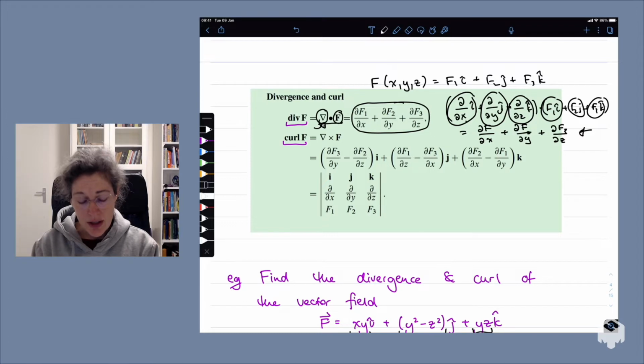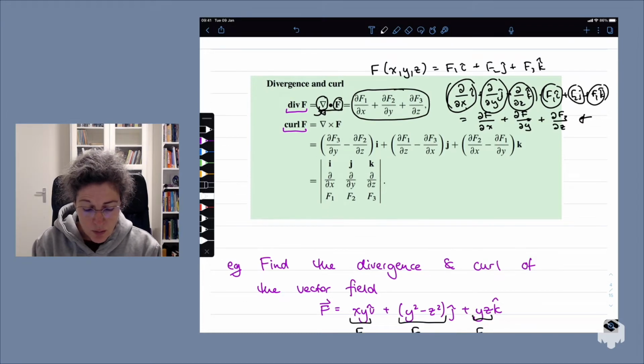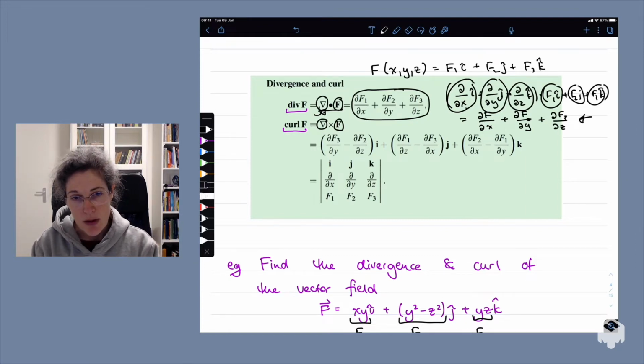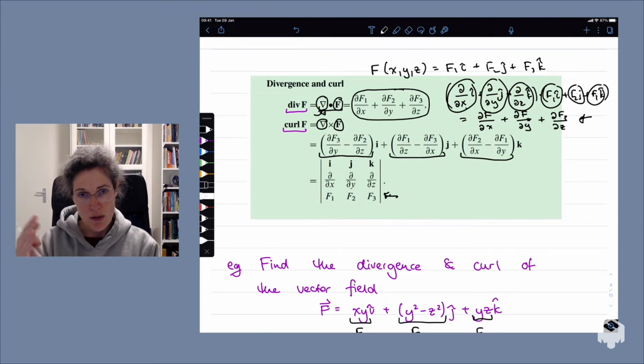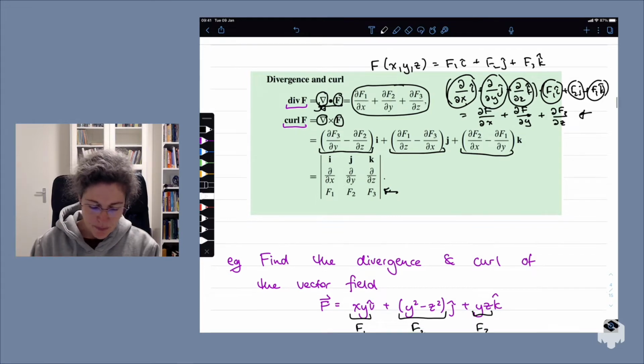Our curl, on the other hand, is a cross product. So it's our nabla crossed with our f. So we would expect that we end up with a vector, and we do. And the components you can work out either using your determinant, however you like, finding your curl, but here are the three components. Okay, so divergence gives us a number, our curl gives us a new vector.